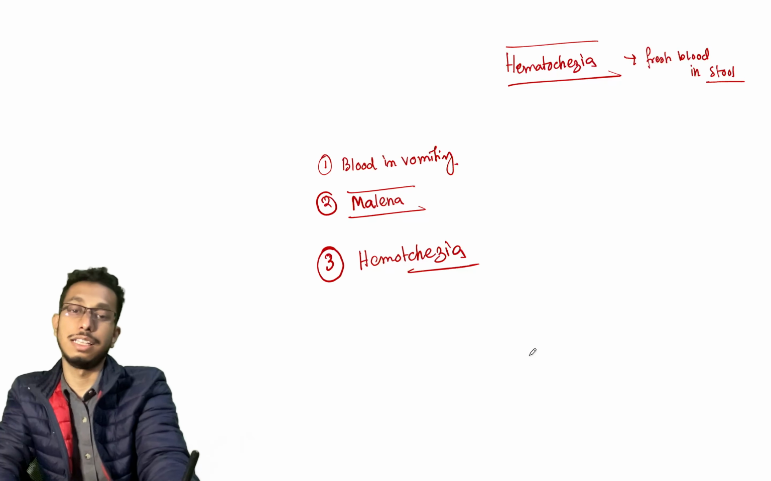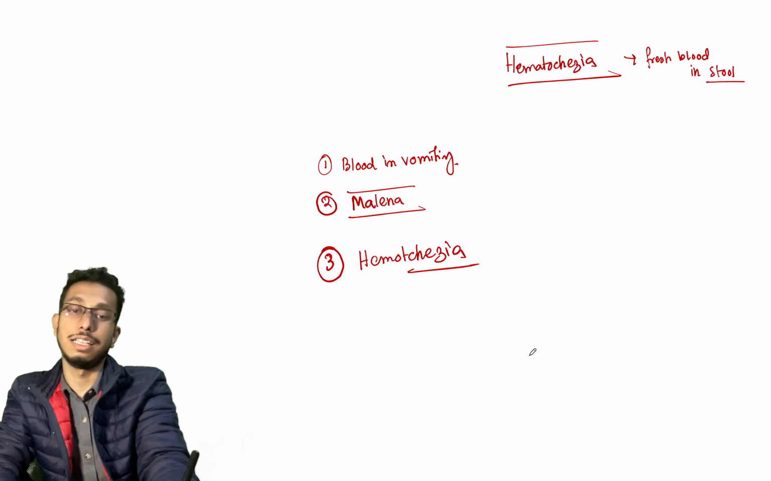So what is the first step in any diagnostic approach? Any diagnostic approach first step involves history and physical examination. What should history focus on? History should focus on finding out the etiology behind the bleed. So what are the causes that can lead to this bleeding?